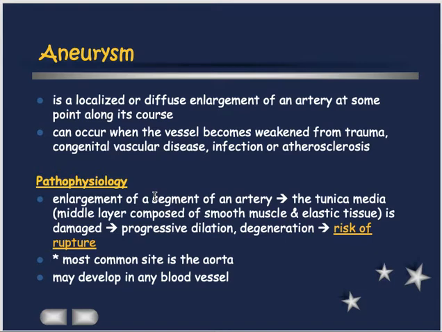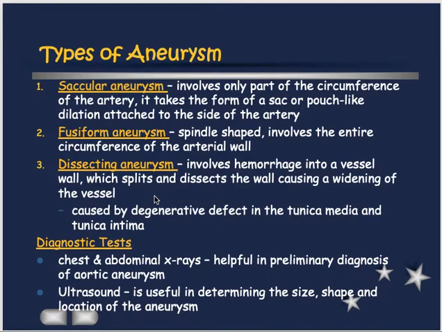These are the different types of aneurysms: saccular aneurysm, fusiform aneurysm, and dissecting aneurysm. And of course, to diagnose them, we do chest x-ray and ultrasonography, right? You can see a saccular one involves only part of the circumference, and fusiform is spindle shaped, involving the entire circumference, and the dissecting one is the one which basically dissects the wall.